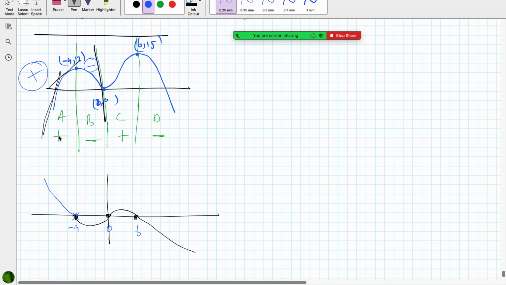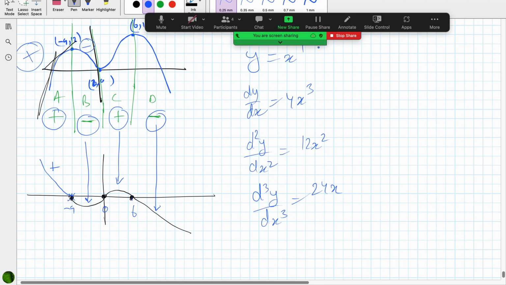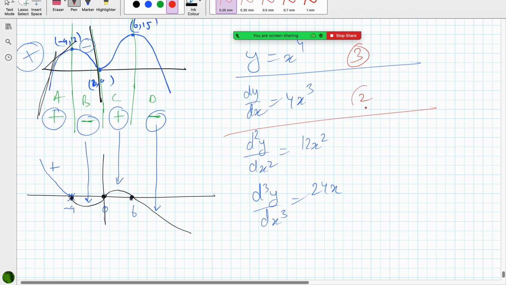Relate it with the previous graph. Positive, positive, negative, you see it lies in the negative section. One more thing, y is equal to x to the power 4. Whenever you differentiate this, dy by dx turns into a cubic graph. When you differentiate it again, d square y over dx square, this will turn into a quadratic graph. If we differentiate a third time, fourth time, the degree keeps on decreasing, 24x. Getting the point? In the first section there were 3 curves. Power is 4, curves are 3. In the second section there are 2 curves. In the third section there is 1 curve. In the last section there are 0 curves.